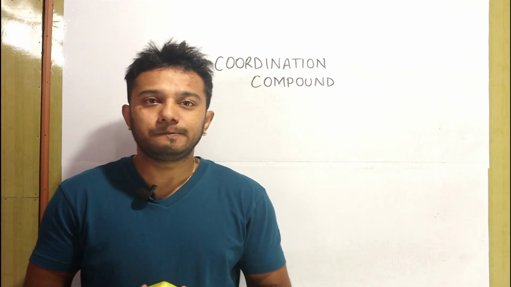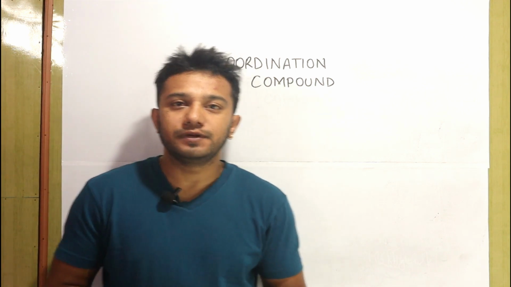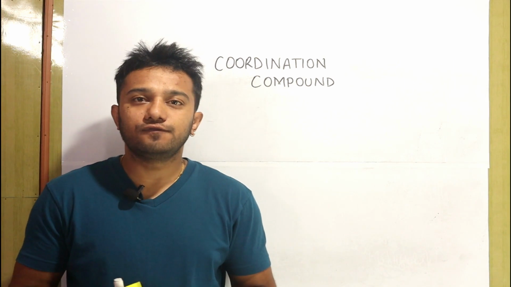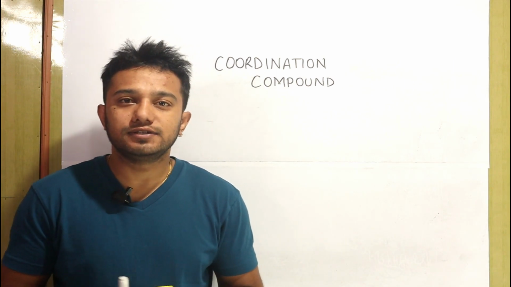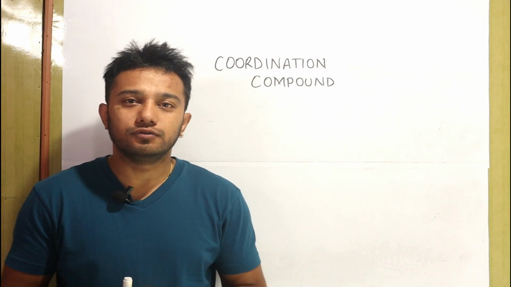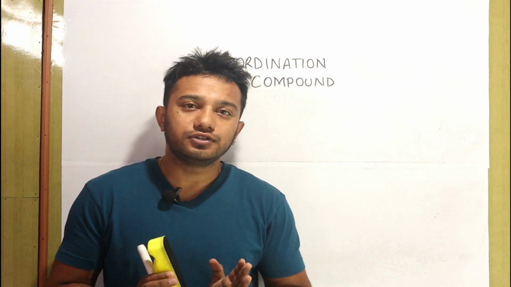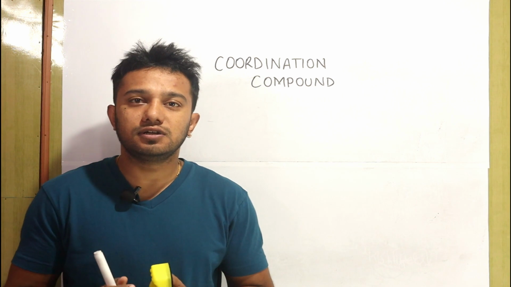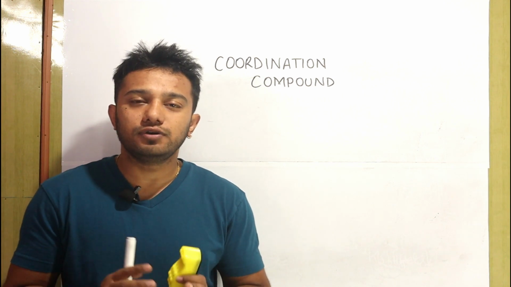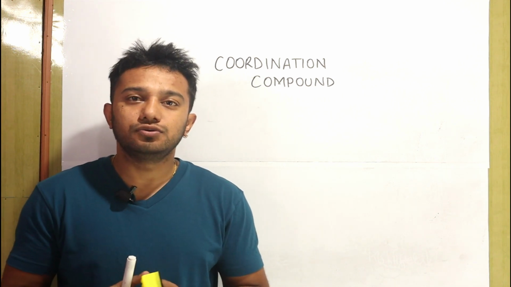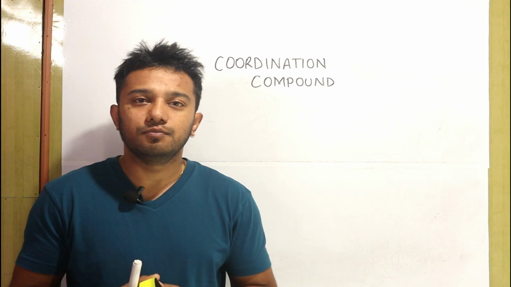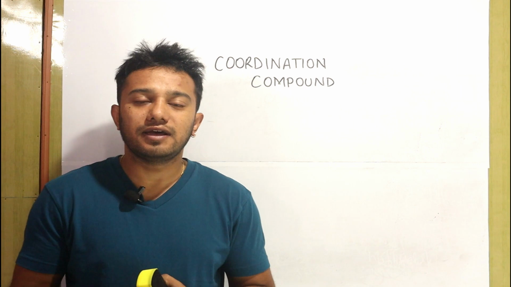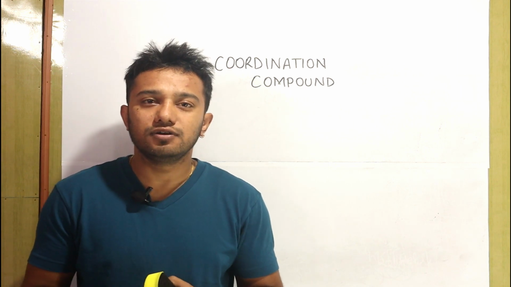Hello everyone. Today our topic shall be coordination compound. So first of all, let us know what actually is a coordination compound. Coordination compounds are those compounds in which the central metal atom is surrounded by a group of ligands through coordination bond. So the central metal atom is surrounded by a ligand and they are making coordination bond.